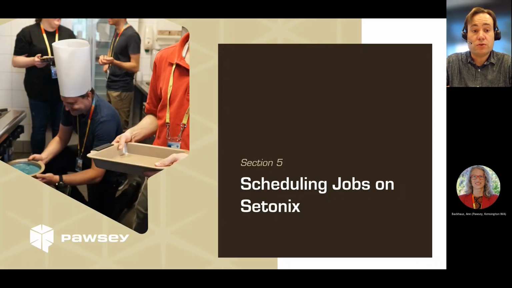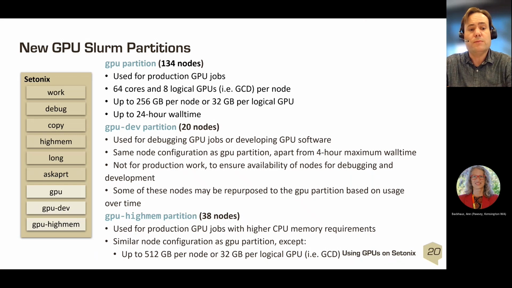So that brings us to scheduling jobs on Setonix. If you're looking in Slurm, you'll notice that there are 3 new GPU partitions available. The primary one that you'll use for production jobs is the GPU partition, which contains 134 GPU nodes. As we mentioned, we have 64 CPU cores and those 8 logical GPUs or GCDs per node, with 256 gigs of CPU memory per node, or 32 per logical GPU, with a wall time of up to 24 hours.